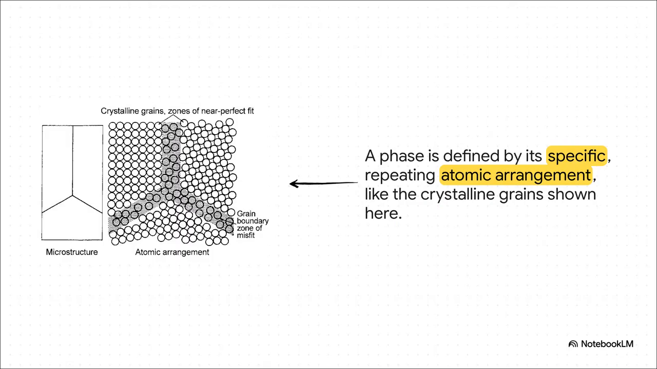And this image here, it's the perfect way to picture it. Each one of those little crystalline grains you see is a region where the atoms are arranged in a nearly perfect repeating pattern. That specific arrangement of atoms is the phase. It's really the material's fundamental identity, right down at the atomic level.